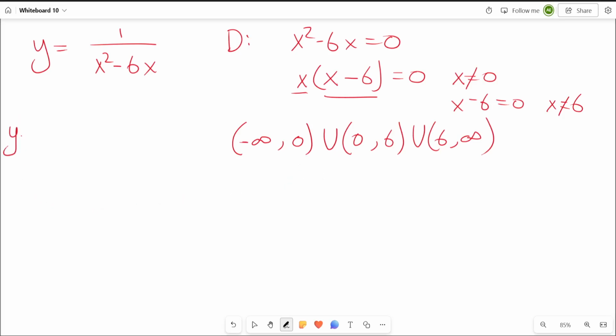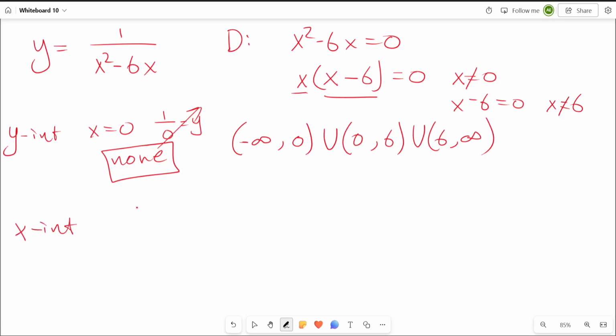Let's try now to get the y-intercept by setting x equals 0. So 1 over 0 minus 0 is 0. So I will have 1 over 0 equal y. This is undefined, so I do not have a y-intercept. Let's try to get the x-intercept by saying that y is going to equal 0 now. So 0 equals 1 over x squared minus 6x. So again, 1 is going to equal 0, which is wrong. So again, I will not have any x-intercept.